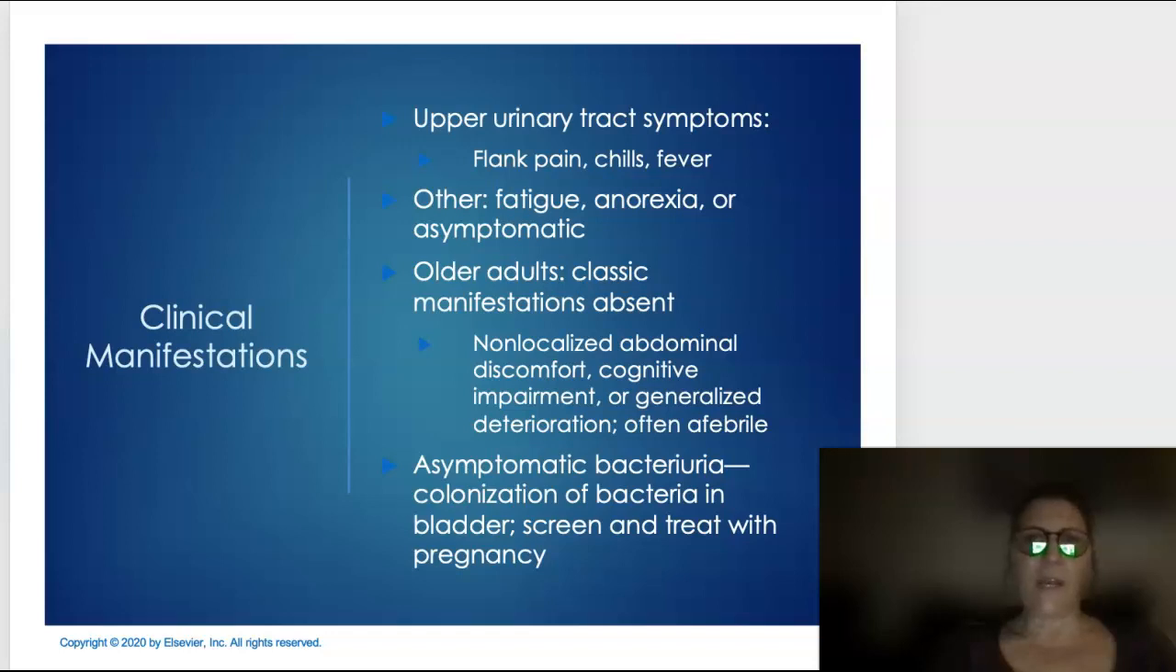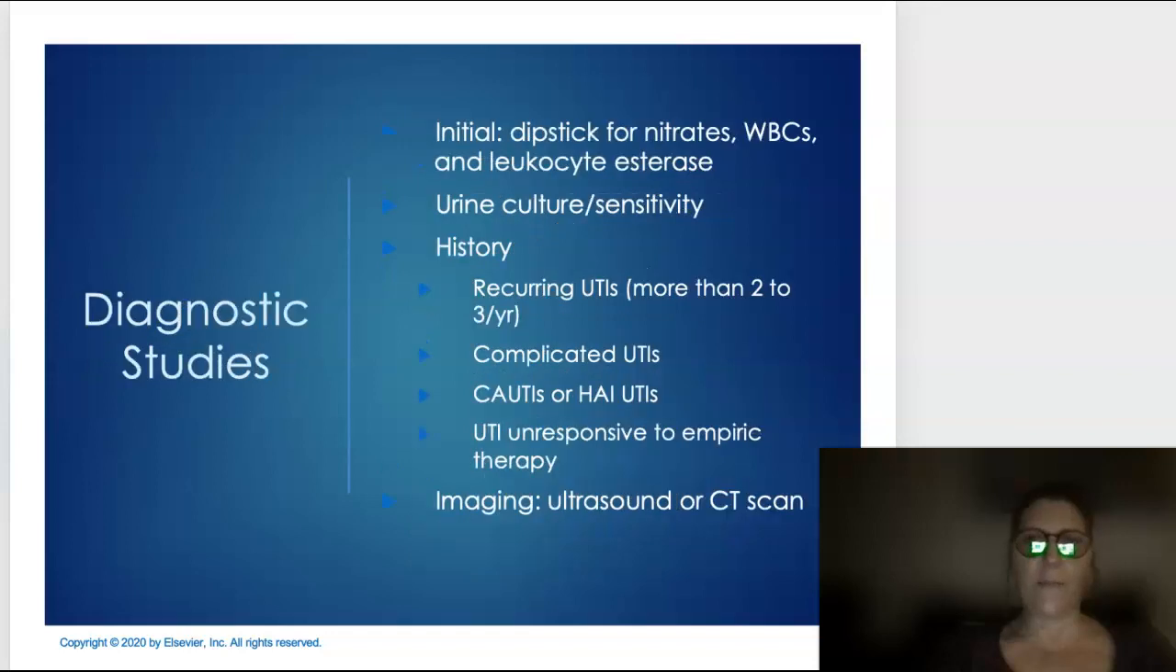Asymptomatic bacteriuria is a colonization of bacteria in the bladder, and we screen and test for that during pregnancy. So how else do we diagnose? Initially we're going to dipstick for nitrates, white blood cells, and leukocytes. That's easy. And then we would get a urine culture and sensitivity to see how to treat it. We're going to look at the history. For recurring UTIs, do they have more than 2 to 3 a year? Are they complicated? What about a CAUTI? And a UTI unresponsive to therapy.